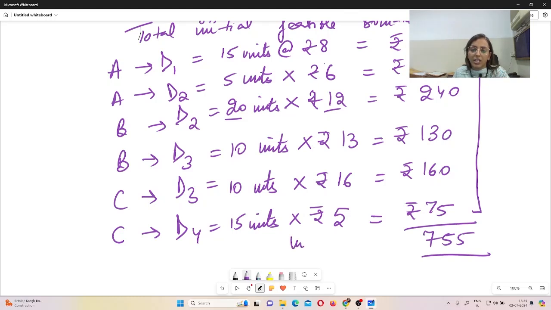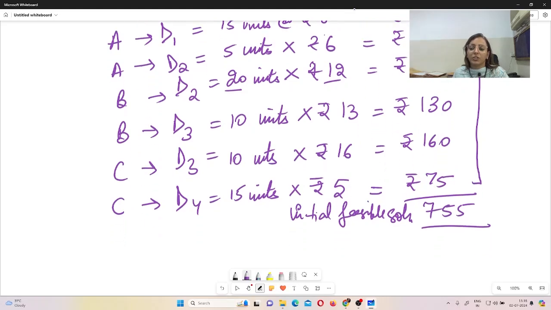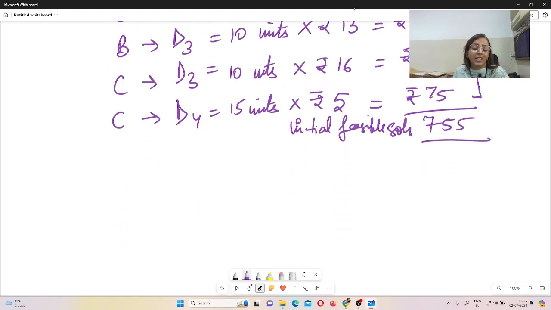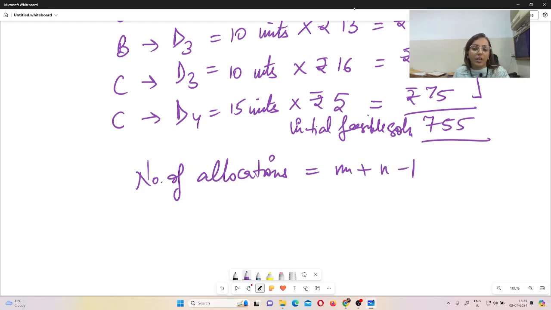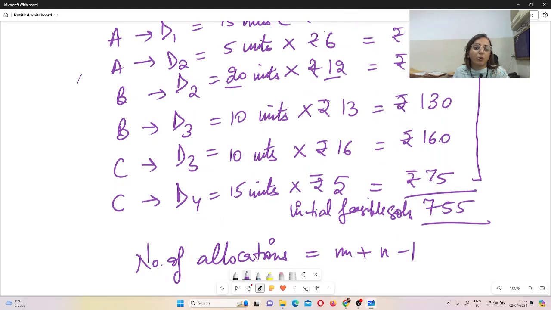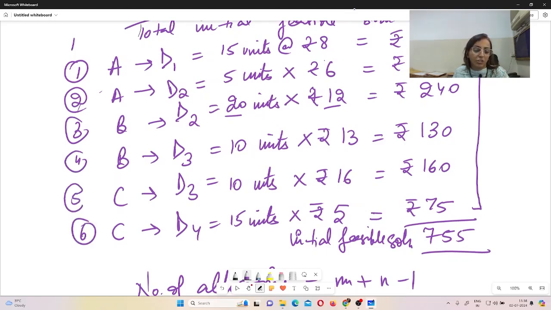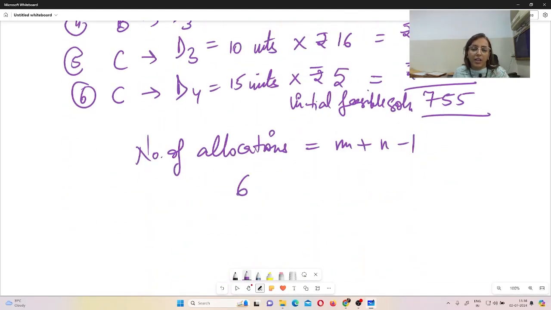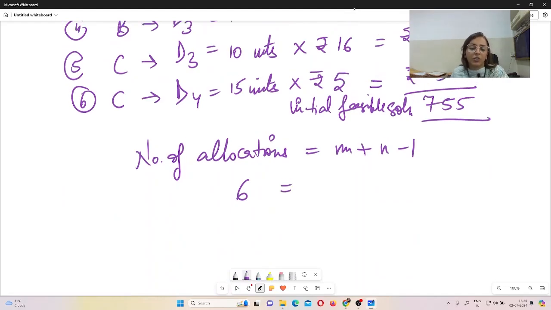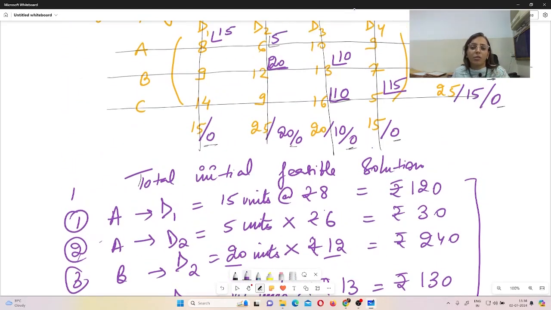This is your initial feasible solution. For this initial feasible solution, the last point you have to find out is that the number of allocations is always equal to m plus n minus 1. Find out how many allocations you have done. This is 1 allocation, this is 2, 3, 4, 5, 6 allocations you have done. Write it over here that we have done 6 allocations. And m plus n minus 1, that is rows and columns. So how many rows and columns are there?